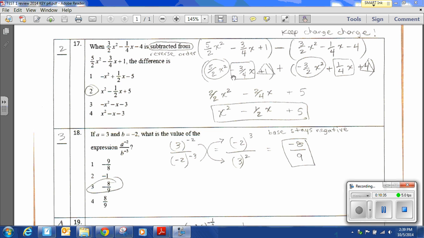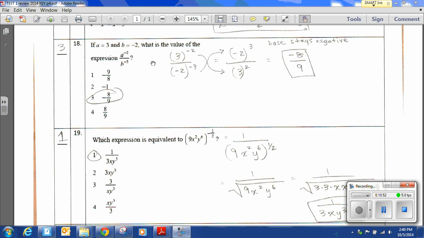So as you can see, I've circled the x squareds, I've boxed the x's, and I've triangulated the numbers, resulting in this nice answer. And these coefficients are reducible and simplified to x squared minus 1/2 x plus 5.